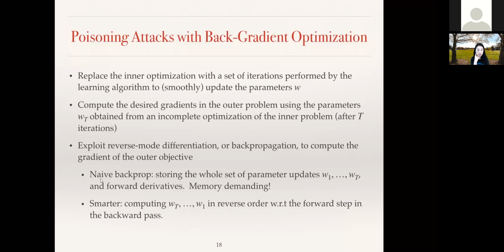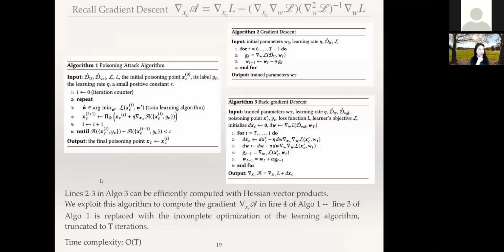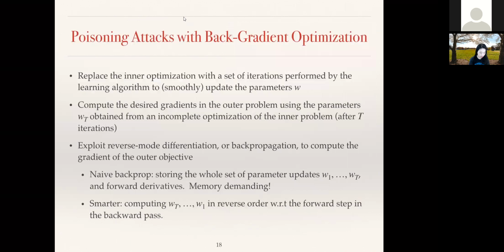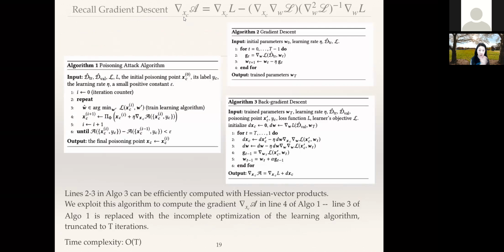Okay, great. So let's move forward. I just wanted to put the gradient descent in here. Just for a recall, this is not related to the back gradient methods, right? Here we're talking about back gradient optimization because the gradient-based methods are not feasible, not scalable for neural nets. So let me put the recall here.